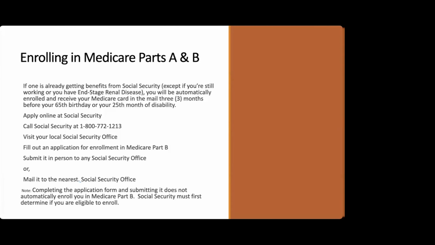Just keep in mind, if you call or if you go into a local Social Security office, it could take some time. You may end up waiting. Online is certainly the fastest method. There's also a lot of other information there for you when you go on their website. So you fill out the application for enrollment for Medicare Part B, and then you get it back to Medicare.